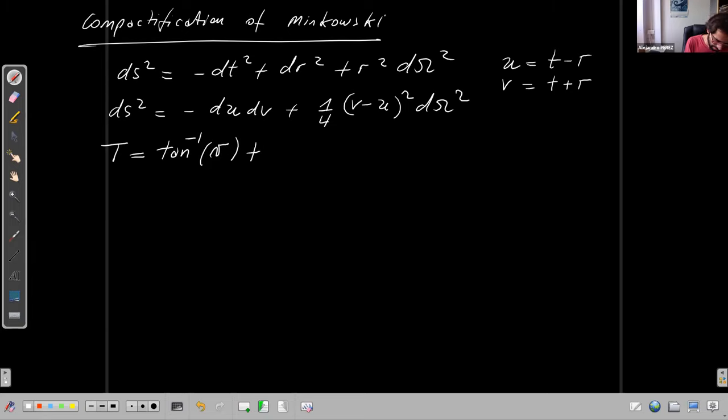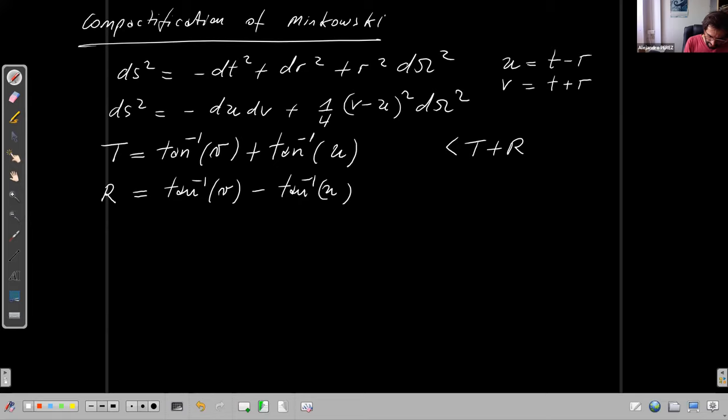So one possible coordinate transformation that will send our physical Minkowski space-time into an unphysical compact space is the following. We introduce new coordinates, capital R and capital T, in this way: T plus R is the arctangent of v, and T minus R is the arctangent of u. And now you find that T plus R is constrained to a compact region. It goes between minus pi and pi. This is the first good thing. So we are going to map the whole of Minkowski space-time to a compact region somewhere.